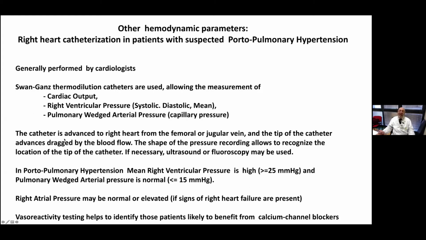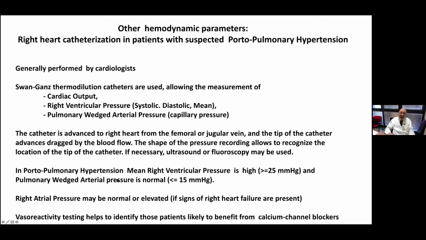The catheter is advanced to the right heart from the femoral or jugular vein, and the tip of the catheter advances dragged by the blood flow. So we have only to let it go directly where it has to go. The shape of the pressure recording allows us to recognize the location of the tip of the catheter, but in most cases, ultrasound or fluoroscopy may be used to confirm where we are exactly.